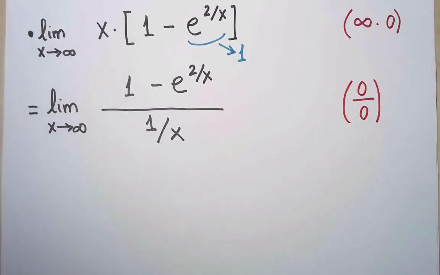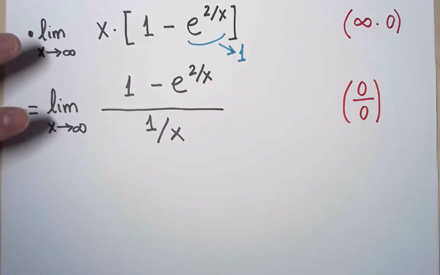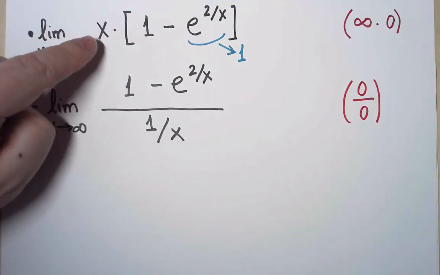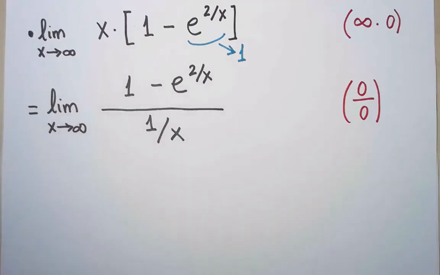Perfect! And notice that this trick is going to work always. Whenever I have a 0 times infinity, I can rewrite it this way to get 0 over 0 or infinity over infinity. Because if a function has limit infinity, 1 over itself will have limit 0 and vice versa.